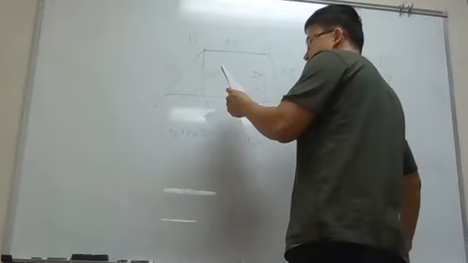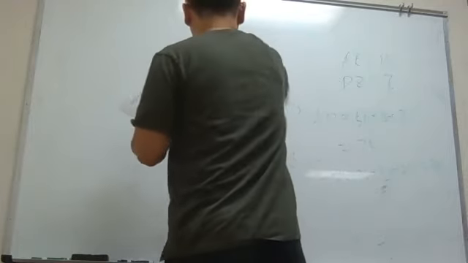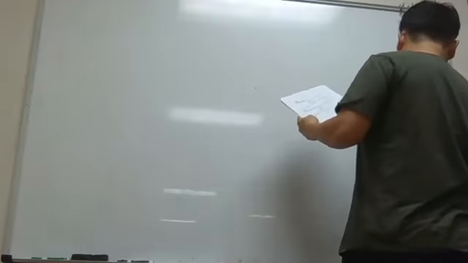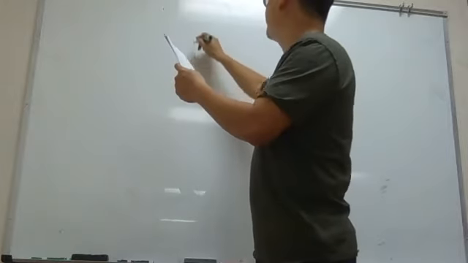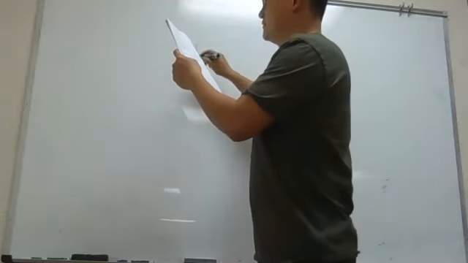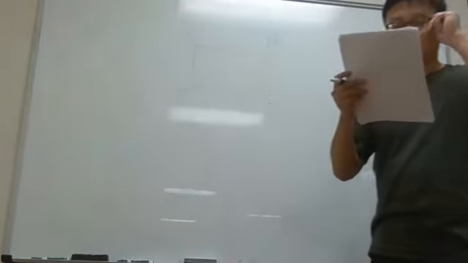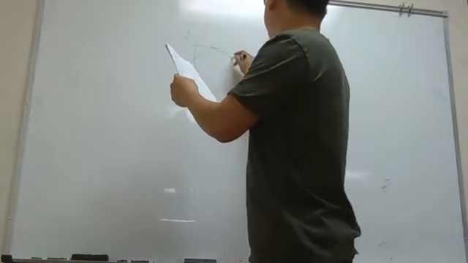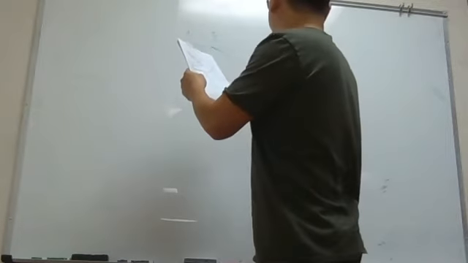Okay, next page. We have ABCD as a rectangle. So ABCD is a rectangle, and EFGH is a parallelogram. Just picking some random points and forming a parallelogram. EFGH, right?